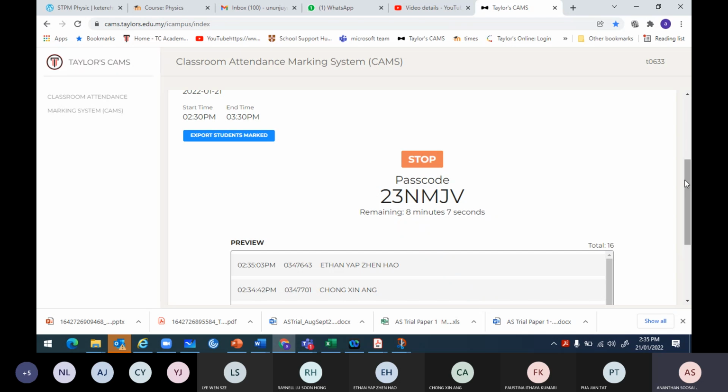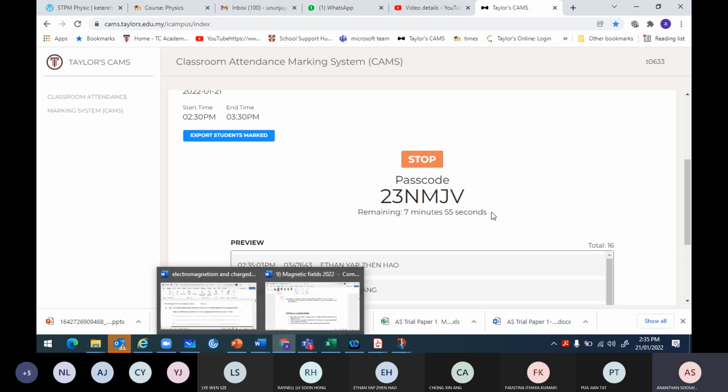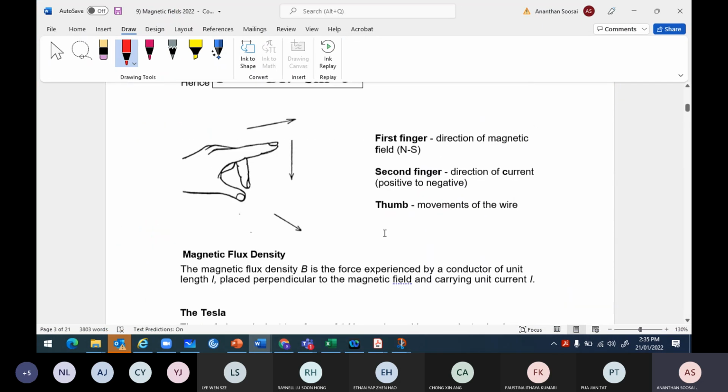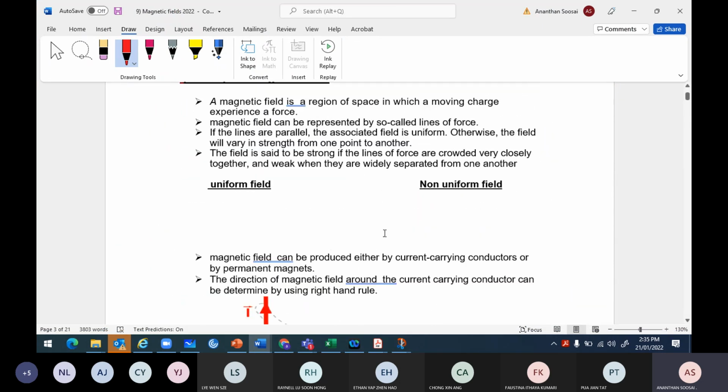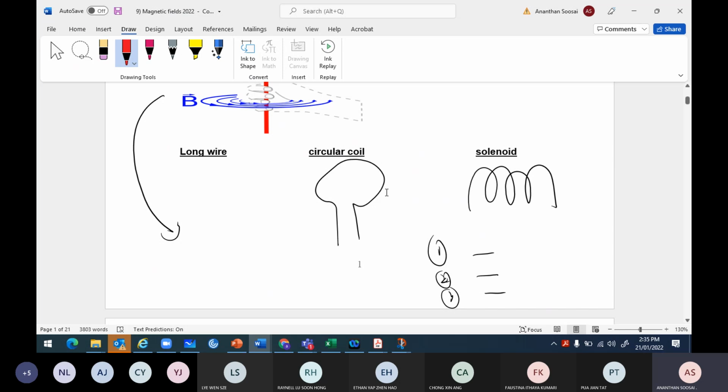Okay, class. So let's start our lesson today. So last class we just introduced magnetic field, right? Okay. So we go back to the notes. Yeah, we learned about what is meant by magnetic field.